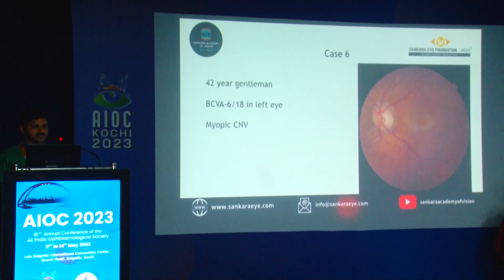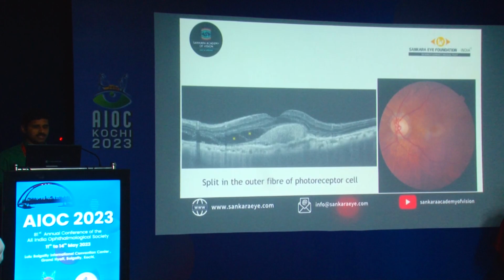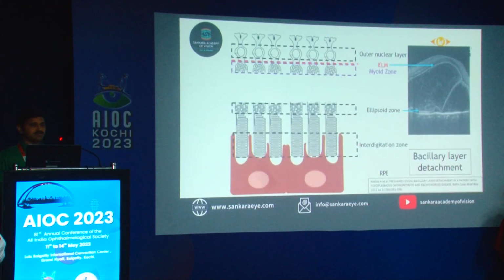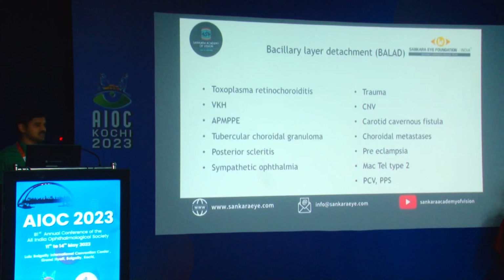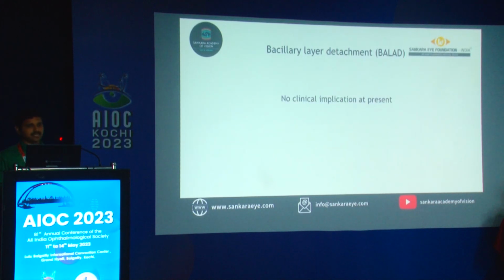Case number 6, a 42-year-old gentleman with myopic choroidal neovascularization. What we can see is there is subretinal fluid. At the same time, there is a split in the outer fiber of the photoreceptor cell. So this is called bacillary layer detachment. The bacillary layer is basically the inner and outer segment of the photoreceptor, and when there is a split in between them, it's called a bacillary layer detachment. It can be seen in a lot of conditions, as mentioned over here, but as of now we don't know whether it has any clinical implication.